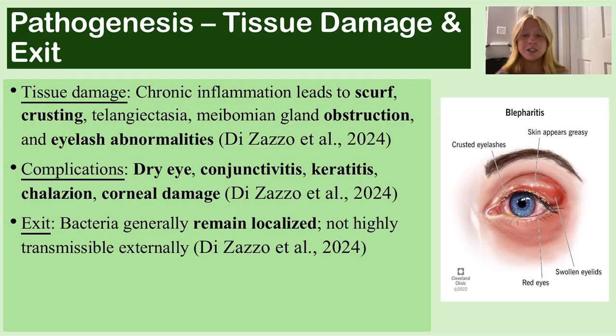So unlike many infectious diseases, blepharitis bacteria generally stay localized on the eyelid margins, and there's no major portal of exit, which sets it apart from other bacterial infections. And this means it's not highly contagious, but it can persist in the patient and cause recurring inflammation. And the combination of the chronic tissue damage, local immune responses, and bacterial persistence explains why managing blepharitis requires ongoing care.